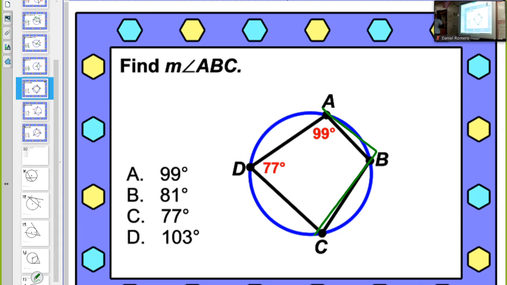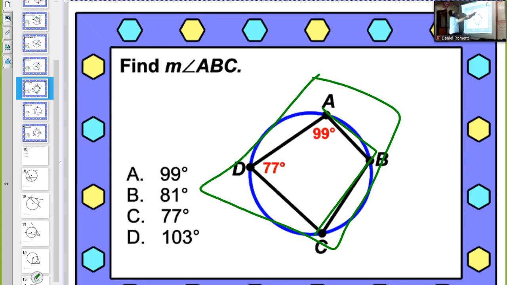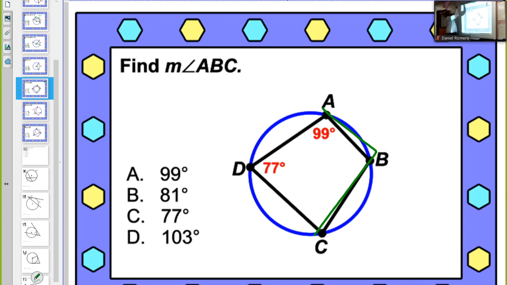It's definitely not a parallelogram, but because it's made up of all chords, it's an inscribed quadrilateral. If it was made up of all tangents, it would be called a circumscribed quadrilateral, but this is inscribed. And the point is all the angles there are inscribed, so ABC is also inscribed.